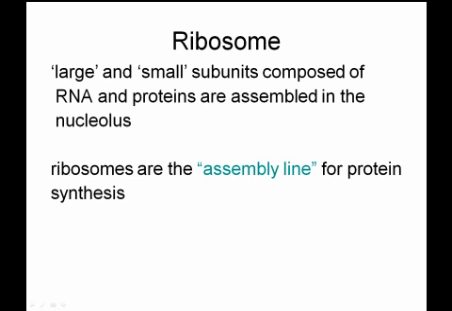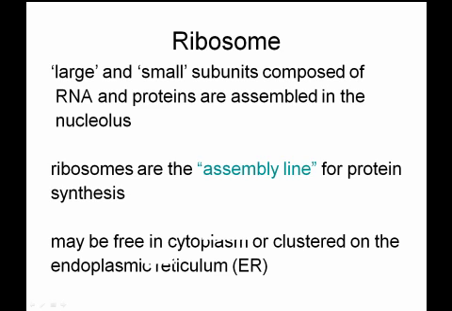And when they are in the cytoplasm, they are the assembly line for protein synthesis. Any protein the cell needs to make, either enzymes or structural proteins, are formed on the ribosome. The ribosomes can be in a couple of places. Some of them are free out in the cytoplasm of the cell. Others are clustered on a membranous structure which is called the endoplasmic reticulum.